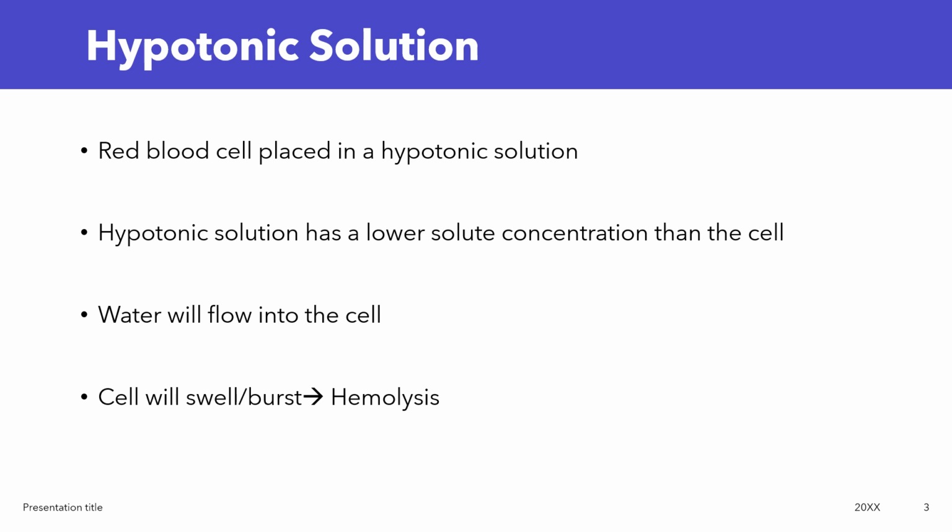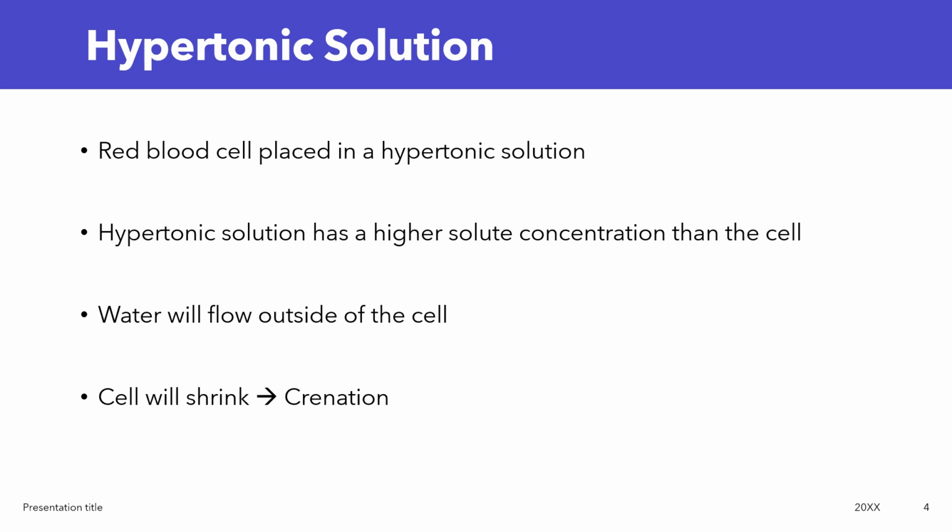So what will happen? The cell will swell as it starts to gain water and possibly will burst. This process is called hemolysis. So again, hypotonic solution, that means lower solute concentration. Water will go inside the cell, the cell will burst, and that process is called hemolysis.